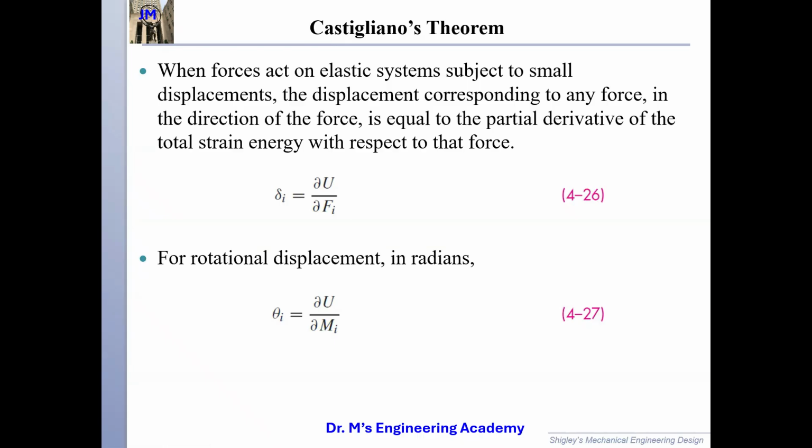It says that this U, okay? The U is the strain energy for the whole system. The whole system, not just a single part of the system. If you apply a force on the system, Fi, then the deflection because of this force can be calculated using this equation. It means that we take the derivative of U, the strain energy of the whole system, with respect to the applied force, and we can get the corresponding deflection.